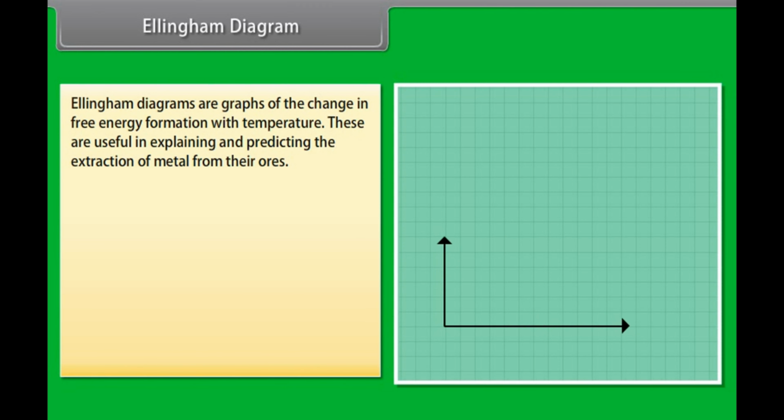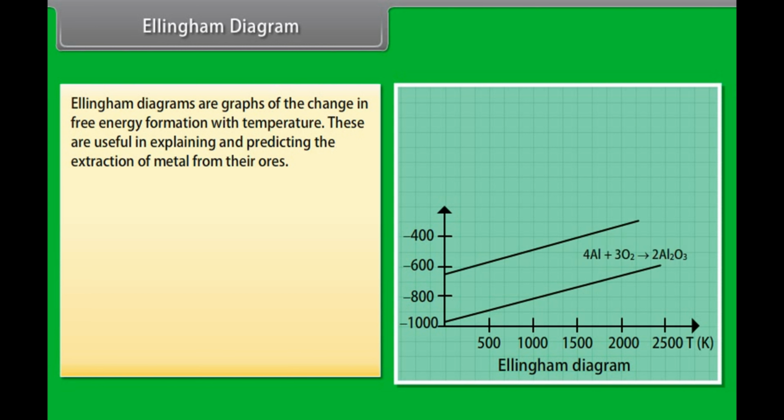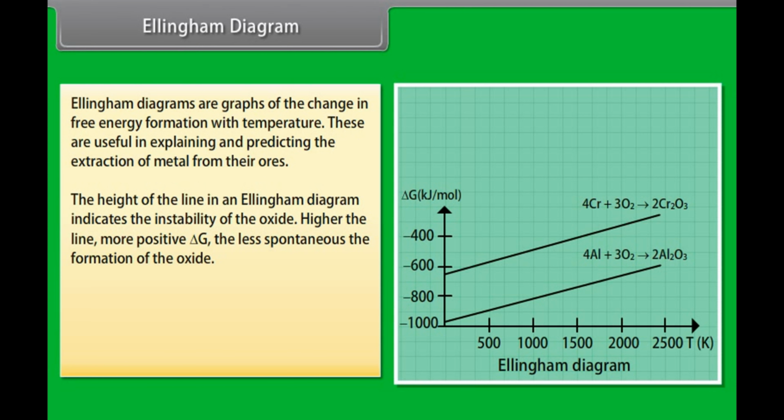Ellingham diagram. Ellingham diagrams are graphs of the change in free energy of formation with temperature. These are useful in explaining and predicting the extraction of metals from their ores. The height of the line in an Ellingham diagram indicates the instability of the oxide. The higher the line, the more positive the delta G, and the less spontaneous the formation of the oxide.